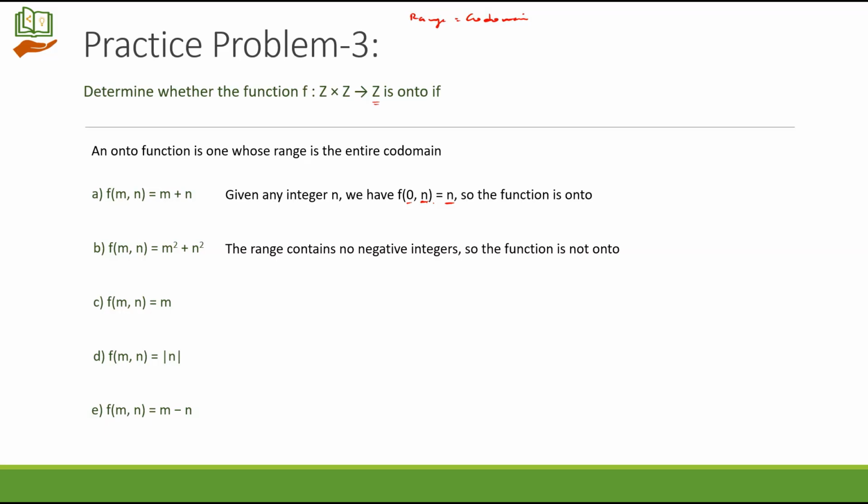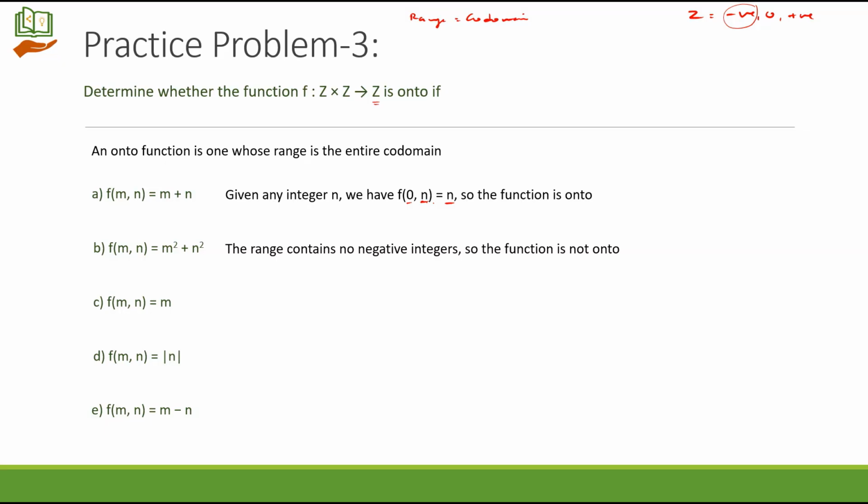The next one, f(m, n) = m² + n². The range contains no negative integers, so the function is not onto. What is Z actually? It contains negative integers, 0 and positive integers. So when you are squaring a particular negative number, it will automatically convert to a positive integer. So this particular codomain will have the negative numbers left out. When range is not equal to codomain, it is not onto.